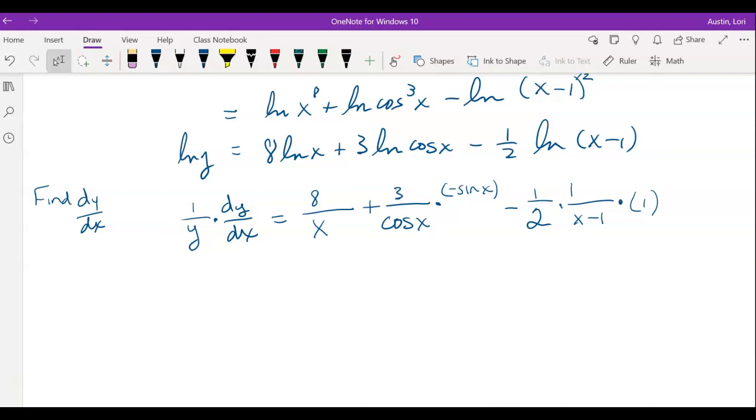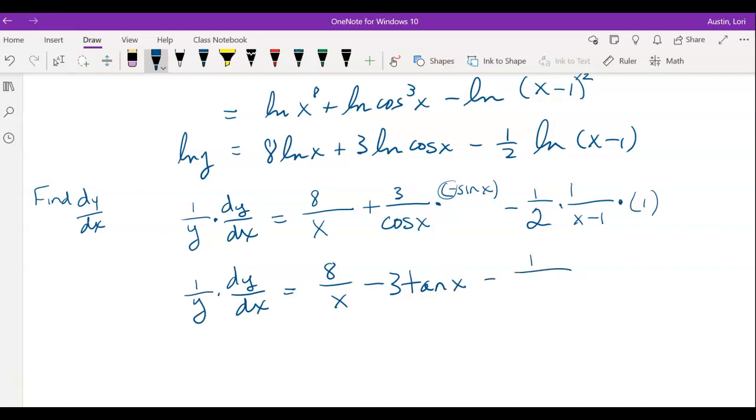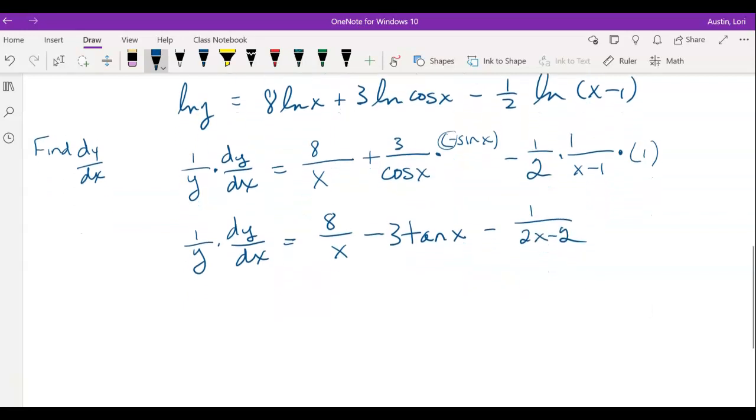So I'm going to go ahead and clean this up a little bit. So what do I have? I still have 1 over y times dy/dx, 8 over x. This minus sign is going to come out front. I can write sine x over cosine x as tan x. Just keeps it a little bit neater. And when I clean this up, I end up with 1 over, what's that, 2x minus 2. Okay? Now we're not there.